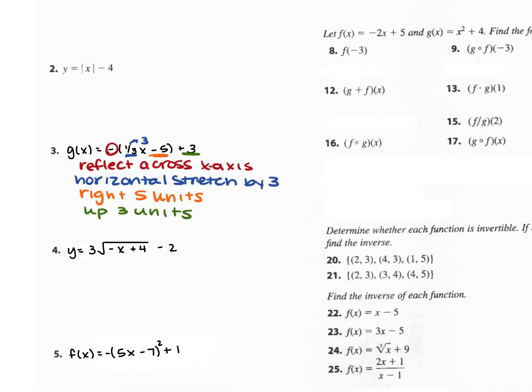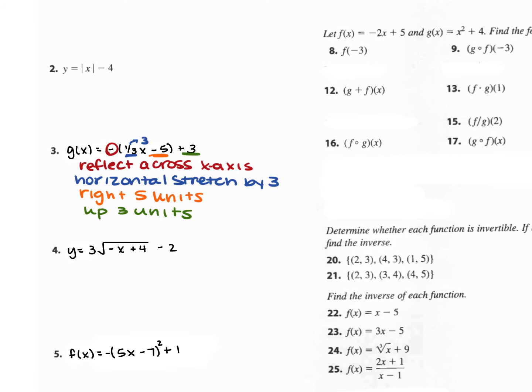You do need to remember that if you have a negative inside your parentheses, you have a reflection across the y-axis. If you have a number, like a coefficient in front of the parentheses, in front of the radical, in front of the absolute value, you have a vertical stretch or compression. If the number is greater than 1, it's a vertical stretch. If it's less than 1 but greater than 0, it's a vertical compression.